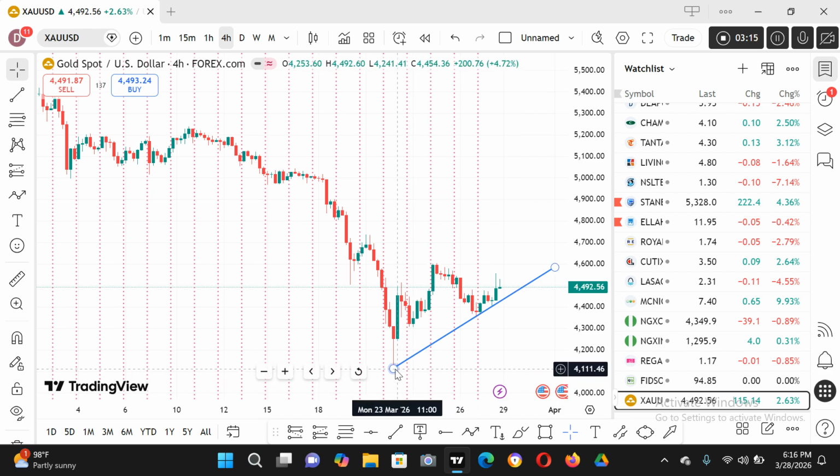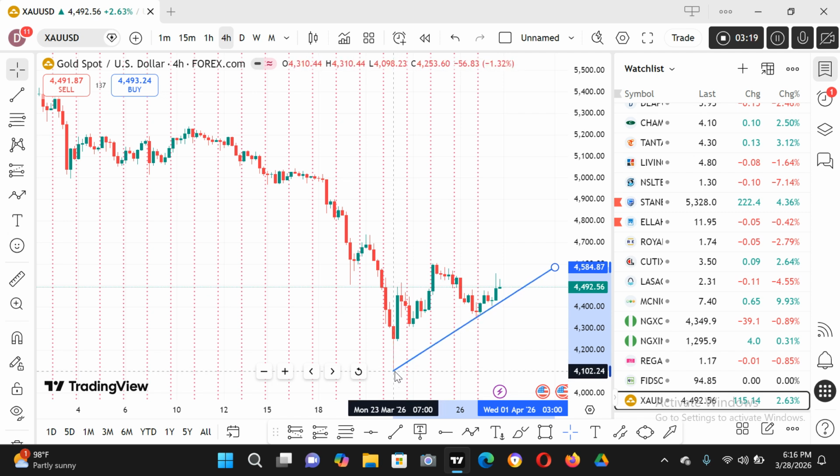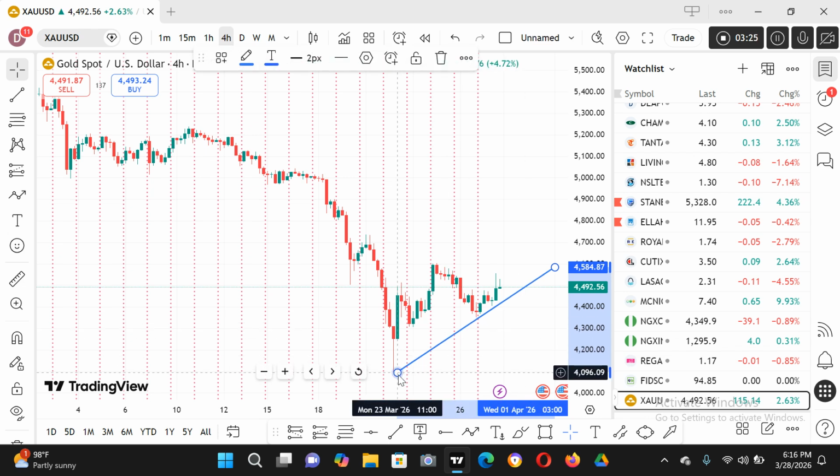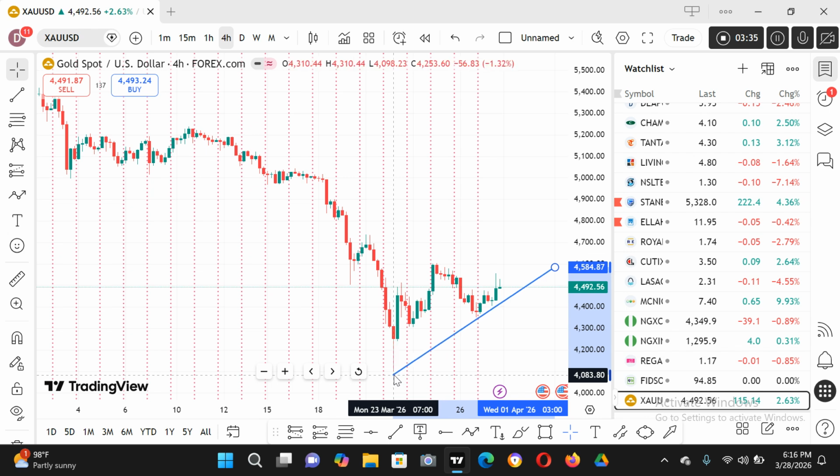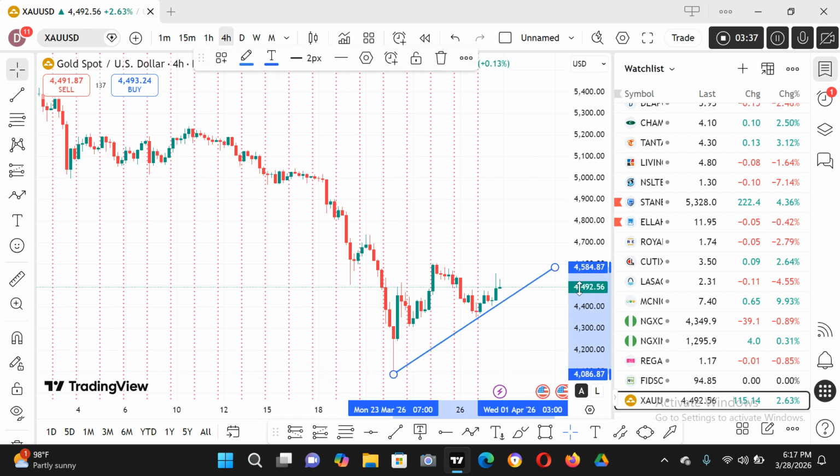So this is the origin of the trend here. As we can see, the market is indicating a change of character and is pushing up. So this is an uptrend.